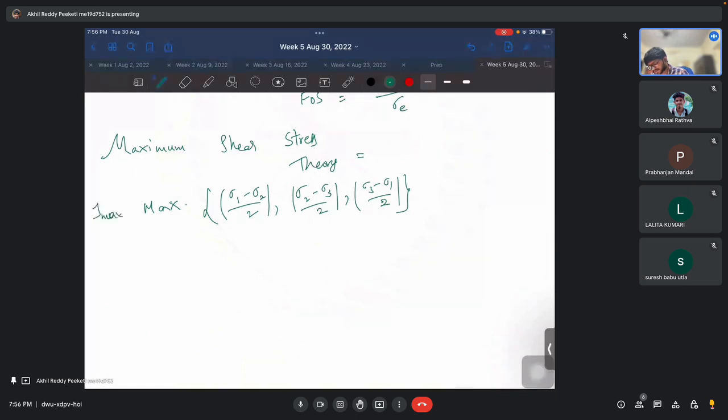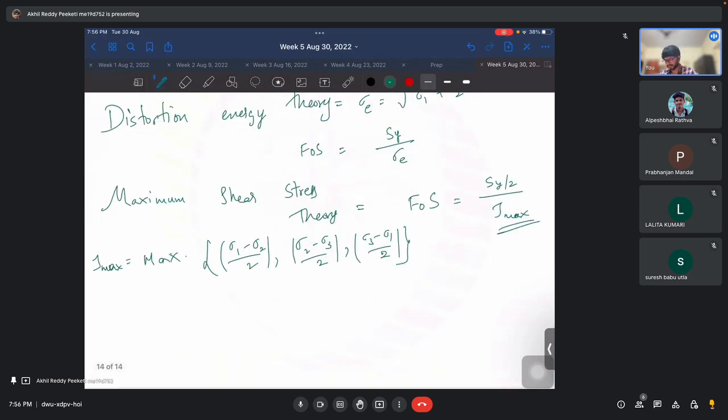Now the factor of safety corresponding to this tau max would be yield strength by 2 by tau max. Okay. So is this clear? Distortion energy theory and maximum shear stress theory.